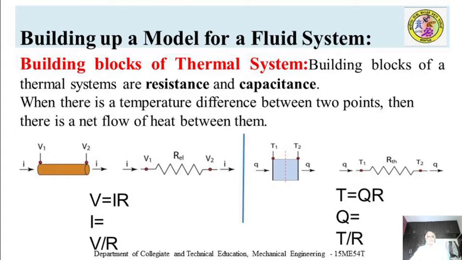So I is equal to V by R. This is from Ohm's law. Now this is equivalent to T equals QR in thermal system. R is thermal resistance, Q is heat flow, T is temperature difference. So Q is equal to T by R. Q, heat flow, is equal to T by R, temperature difference by thermal resistance.